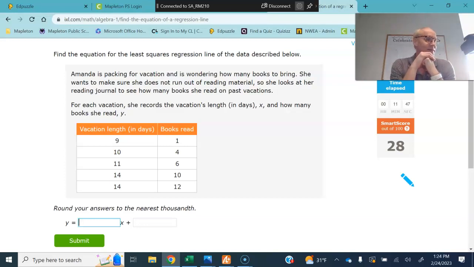I definitely like this data. Length of her vacation in days and the number of books she read. Obviously, it's a positive correlation.